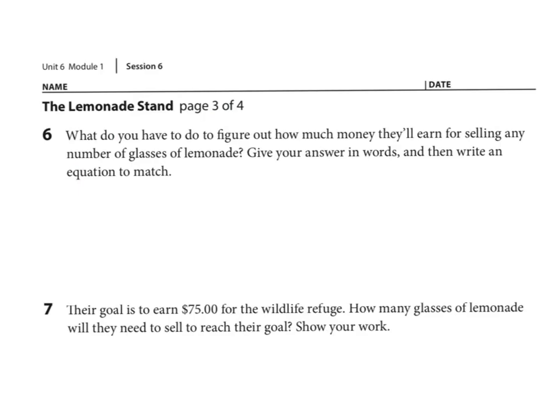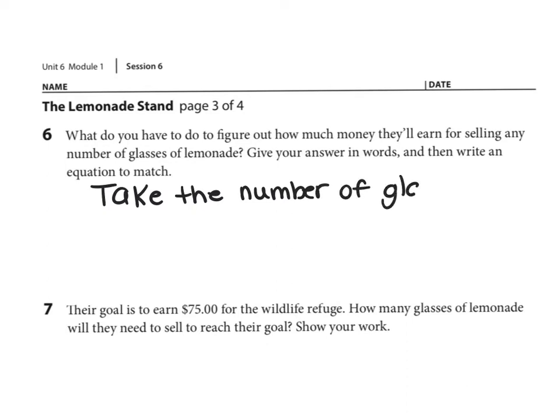Looking at the next one, number 6, it says, what do you have to do to figure out how much money they'll earn for selling any number of glasses of lemonade? So this problem is kind of asking us to write an equation, giving our answers in words. So what they're going to have to do, like we've talked about before, is take the number of glasses sold and divide in half.